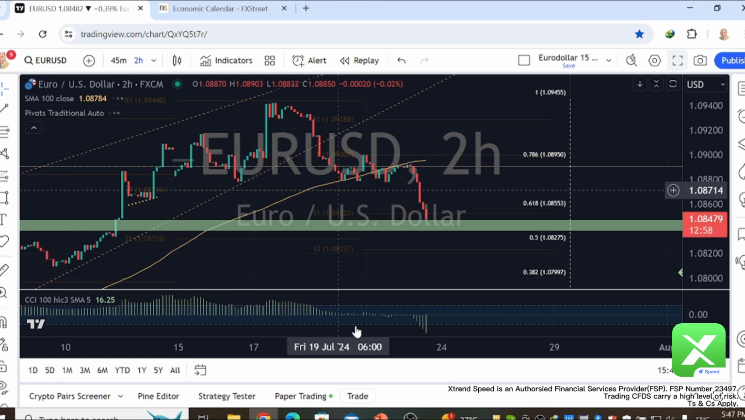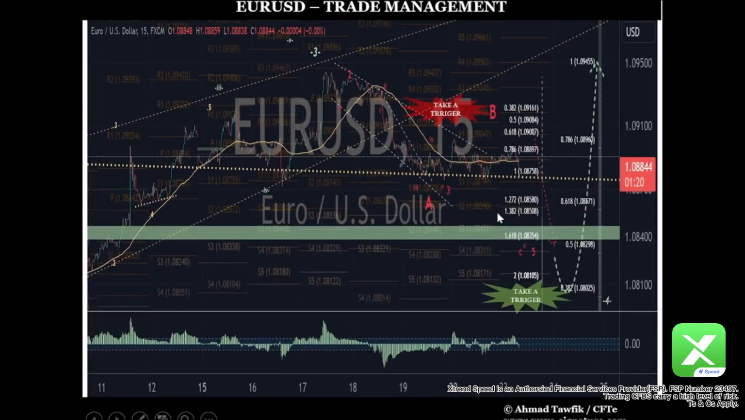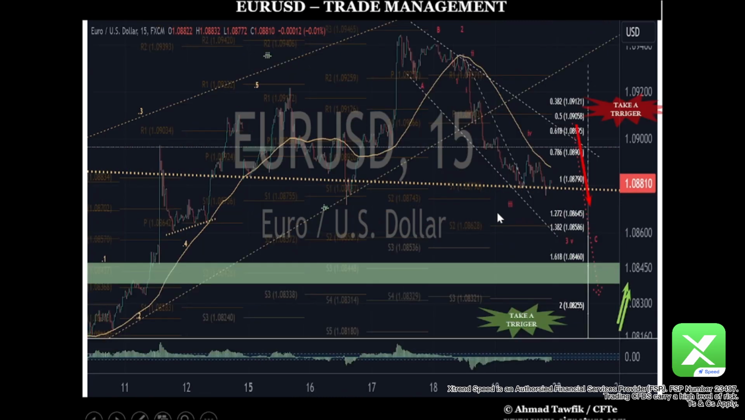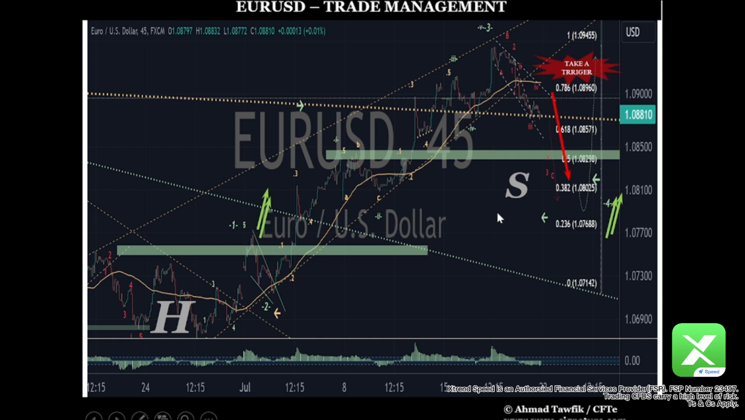Let's move to euro dollar. Sure, we're all aware of the longer intermediate term pictures. We were looking at this yesterday. This relates to this 15-minute chart. Sorry, that's what we were looking at yesterday. This relates to this 45 minutes. We are all aware of the structure.